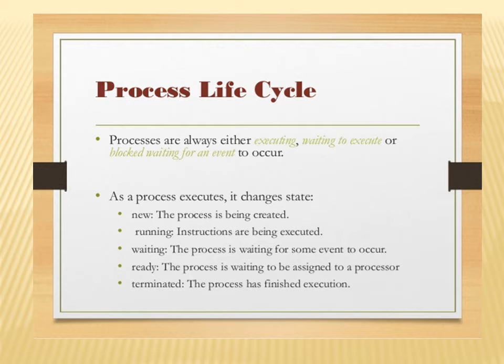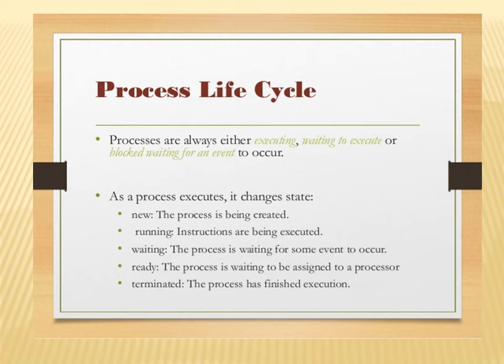Second, running. When the program is running, whatever the code and instructions are there, all these instructions are being executed. That means the program is running, the process is running, so we can say that the process is in the running state. Next, waiting. The process is waiting for some event to occur. It is called a waiting process.